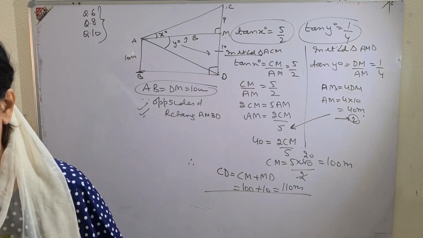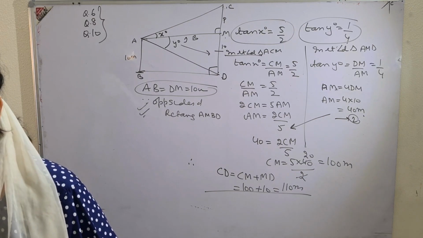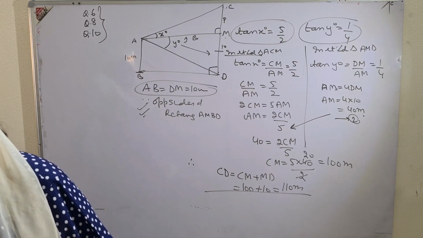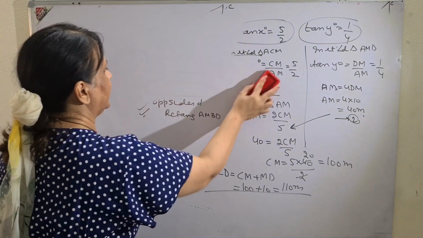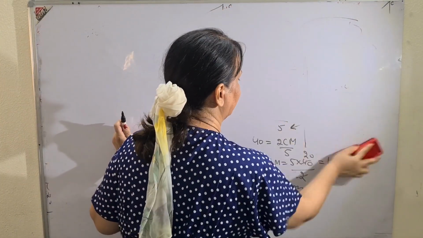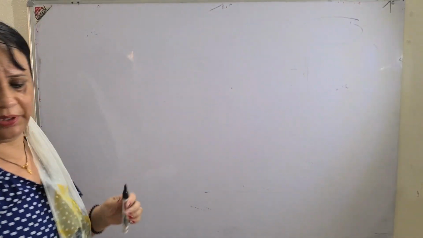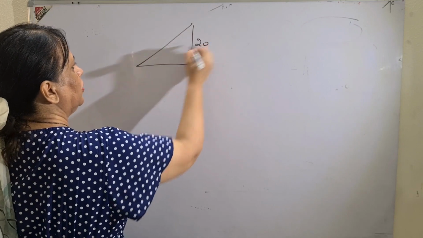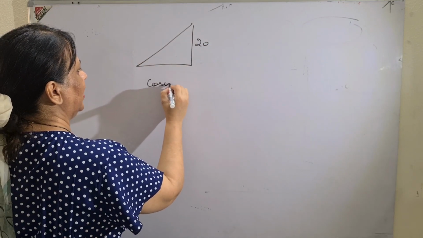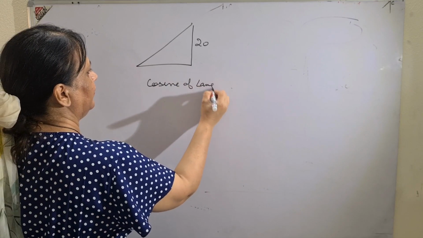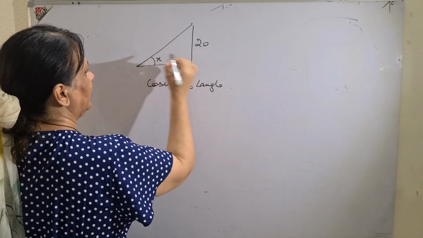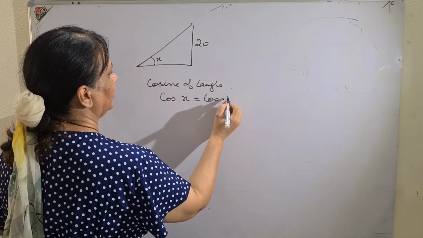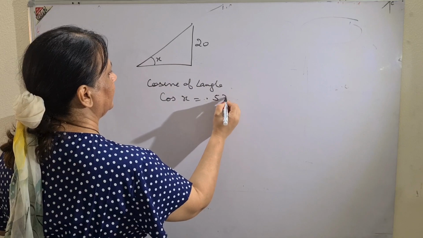Now one more question of different type, that is question number 11. A vertical tower 20 meter high. So see children, there is a vertical tower given 20 meter high, and the cosine of the angle is given. Let this angle be x. So cosine x has been given to be 0.53.